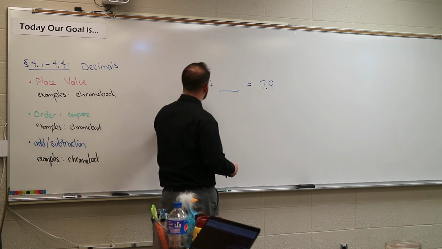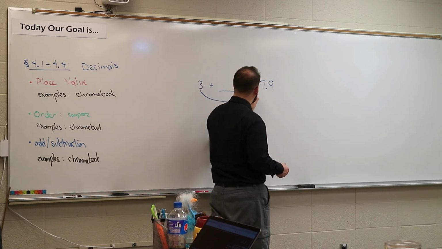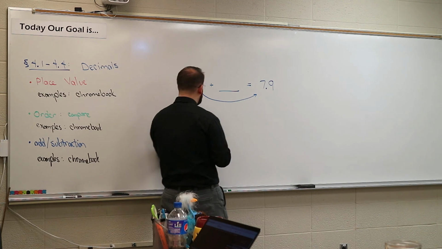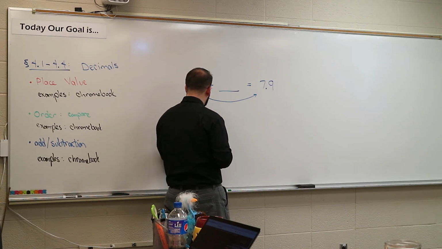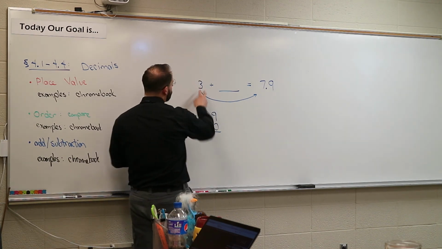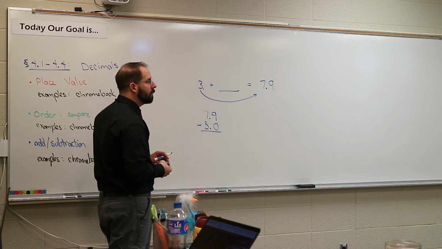So really, here's the trick. If you want to figure out what you can add, you can either guess numbers or subtract it to the other side. So if you take it to the other side, you'll subtract it. You're going to take 7.9 and subtract 3.0, because when you take the 3 over, the decimal's behind it. And that will give you the number in the blank. Does that make sense?